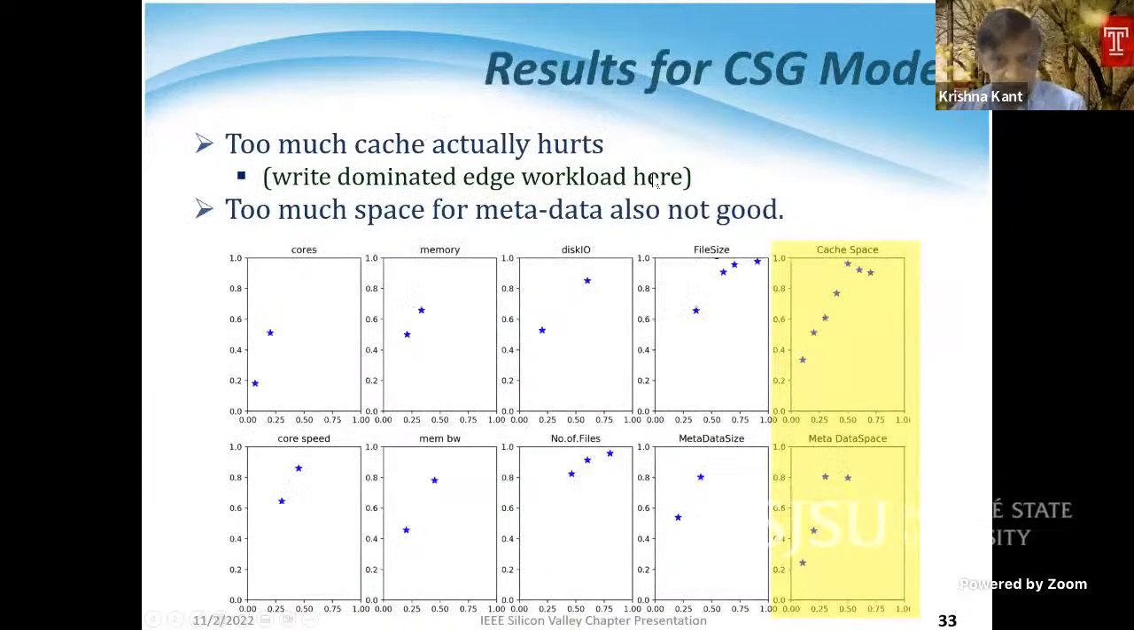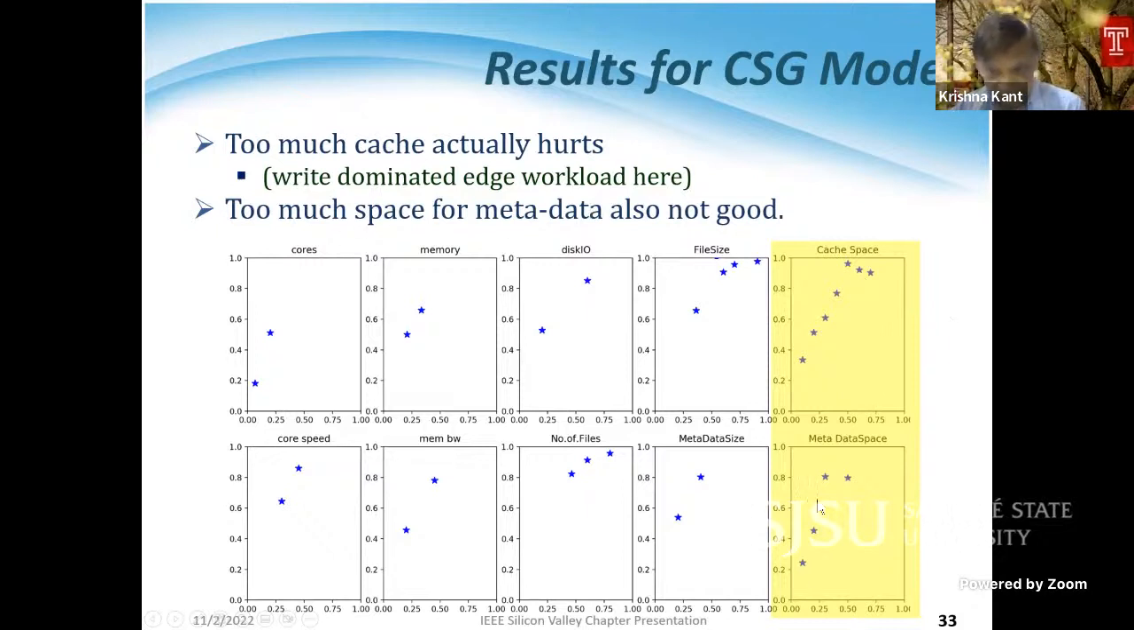Okay. So here are some results. I'll show you. So based upon this rather simple analysis and the domain knowledge, we find out, for example, for the CSG, what you would expect, that having too much cache actually hurts. So with cache, at first the performance goes up, but then it comes down.